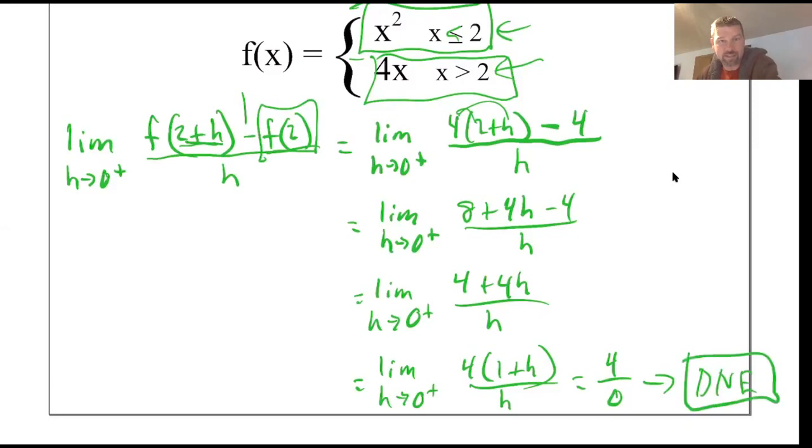Since the limit doesn't exist, and the limit is the definition of the derivative, the derivative does not exist at x equals 2. F prime of 2, remember that means derivative, does not exist.